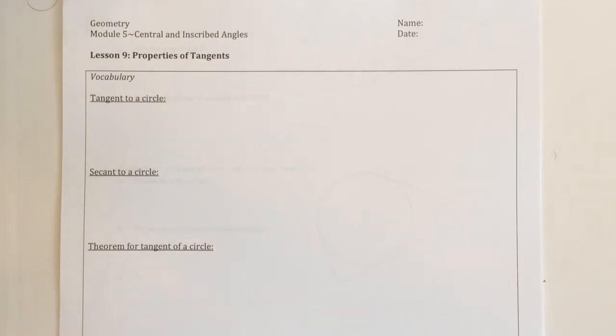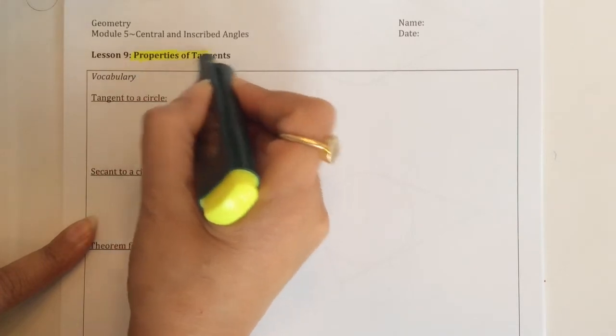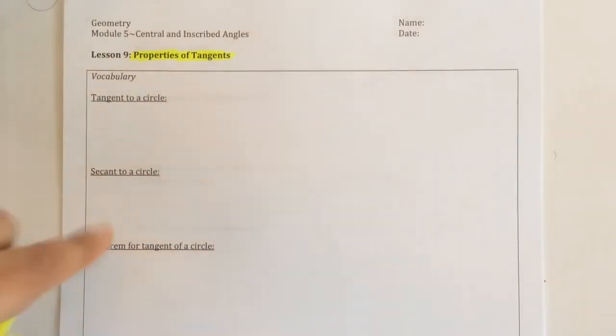I had asked you to review lessons 1 through 8 for the circles module, and today we are going to start with lesson 9. Lesson 9 talks about the properties of tangents. So you should have a cheat sheet with all the theorems and all the important facts about circles that we have learned so far in lessons 1 through 8.